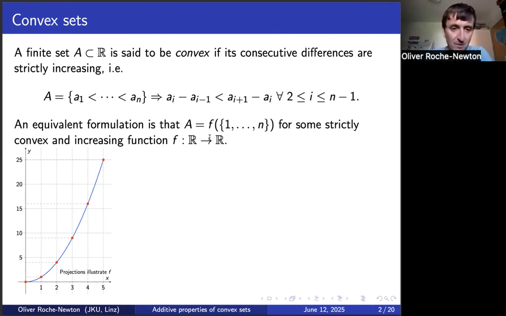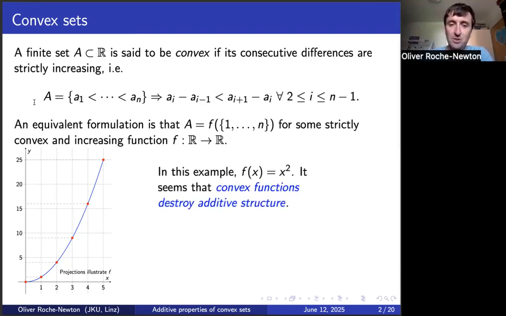So here's a picture of a convex set. This is I guess a very number theoretic example, which is the squares. F of x equals x squared is the function, and on the x-axis here we have the integers from 1 to 5, and on the y-axis we have the curve y equals x squared, and then we look over here for the convex set. So the convex set is where these dotted lines meet the y-axis, and we can see here that the gaps are strictly increasing as we move up the curve.